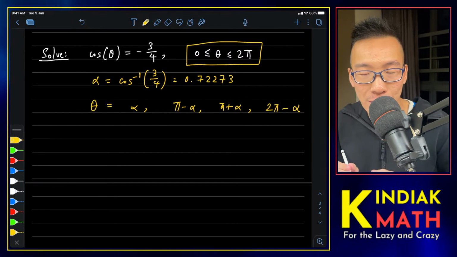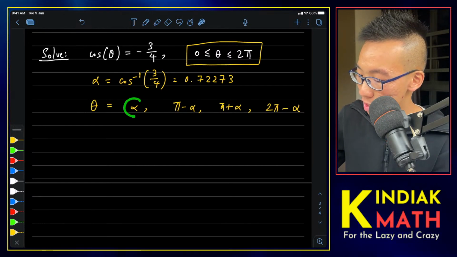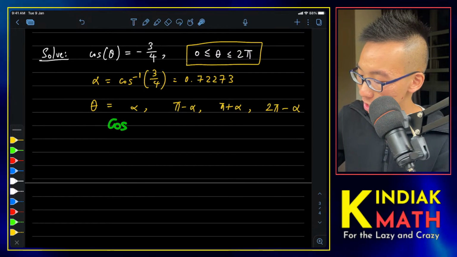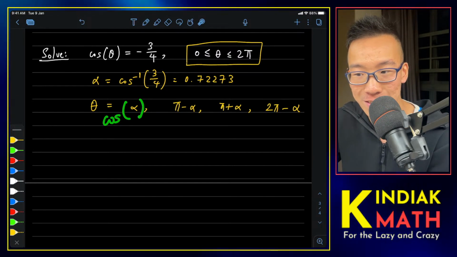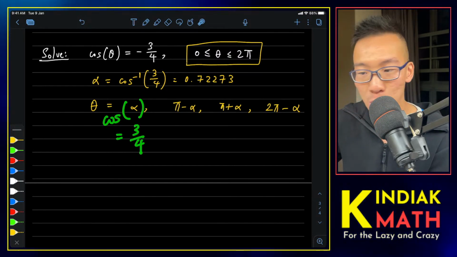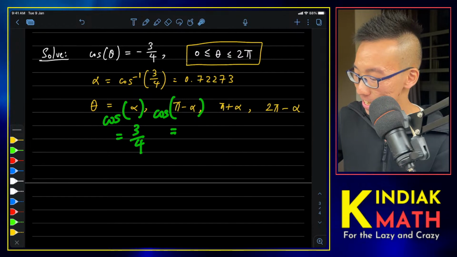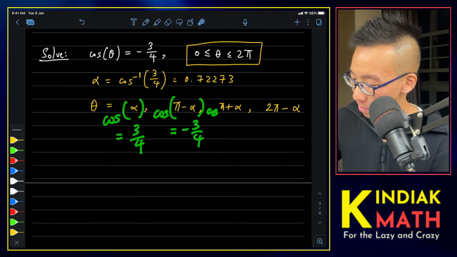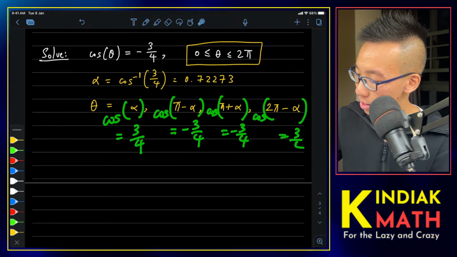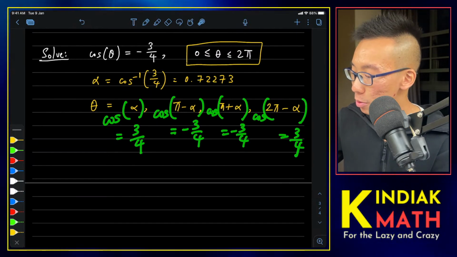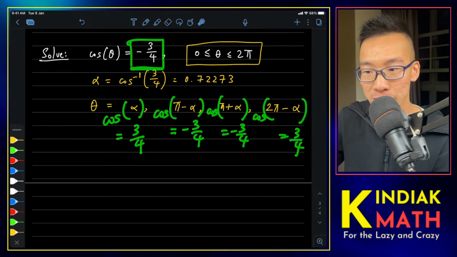Now, if I were to type these into the calculator, I'm going to observe that the cosine of this quantity, if I type it into my calculator, is going to be the positive of 3/4. The cosine of this one, according to our calculator, is the negative of 3/4. Likewise for this one, and likewise for the last term. So in other words, we want to solve the equation cosine of theta equals minus 3/4.